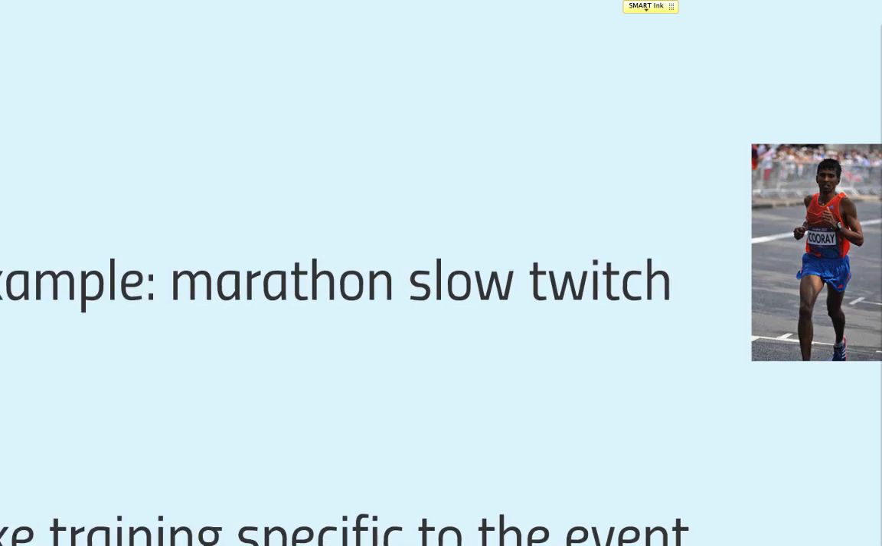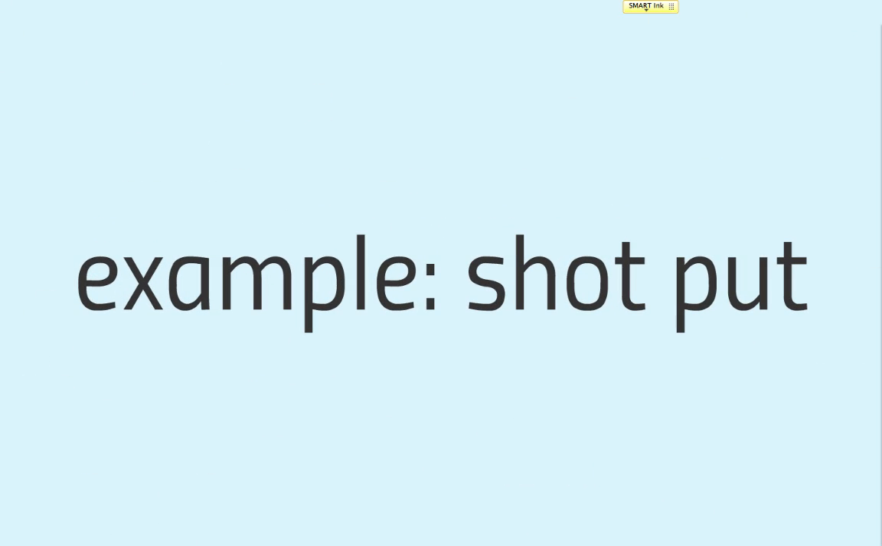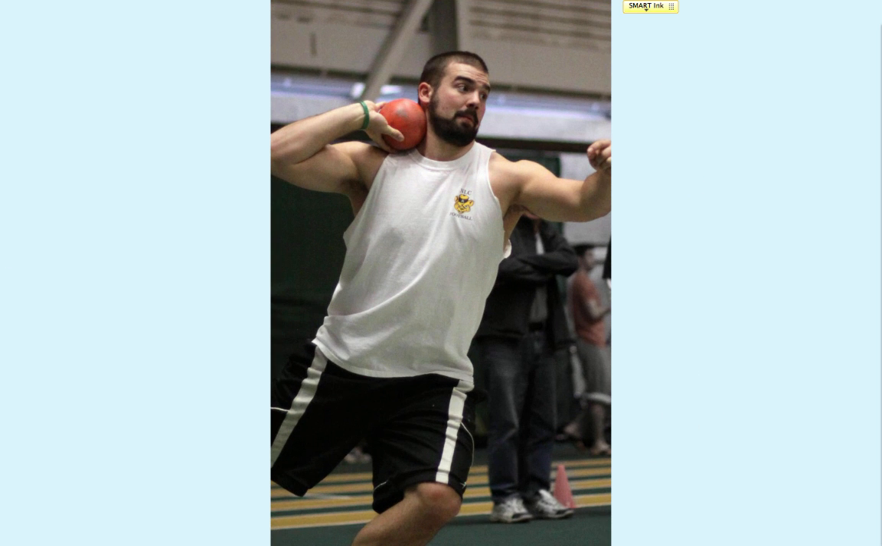In summary, for a sport such as the marathon, this is an event more suitable to slow twitch muscle fibres, and training should be focused on endurance and the aerobic energy system. For a sport such as shot put, a speed and power event, this is more suited to an individual predisposed to fast twitch fibres, and therefore training should be anaerobic based. For example, high intensity interval training or resistance training that is developing power.